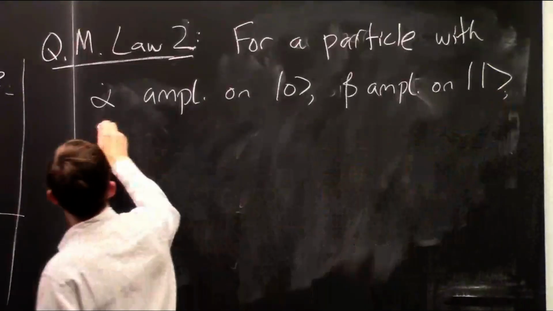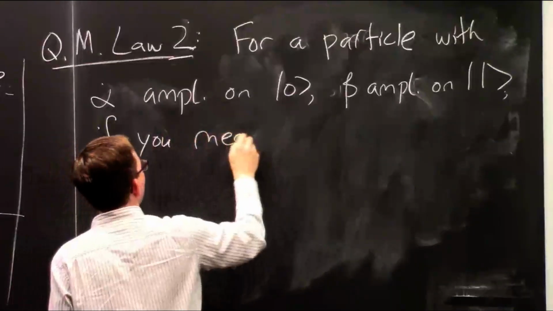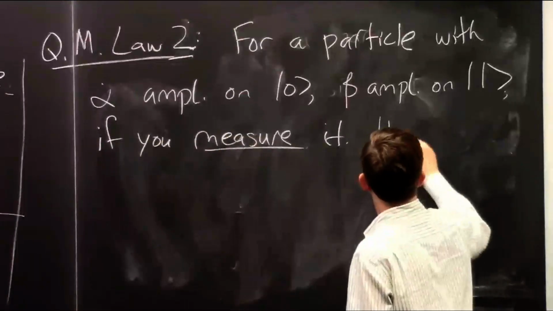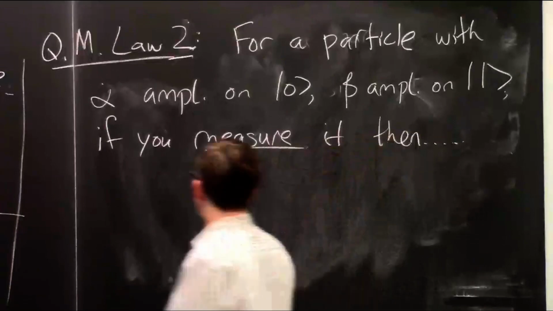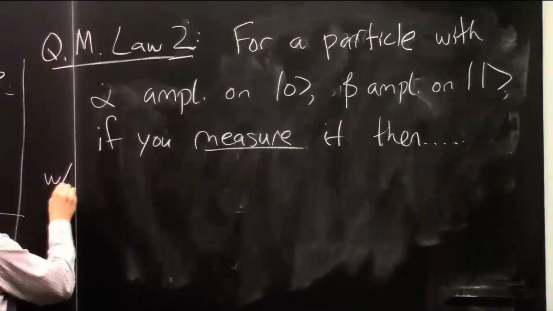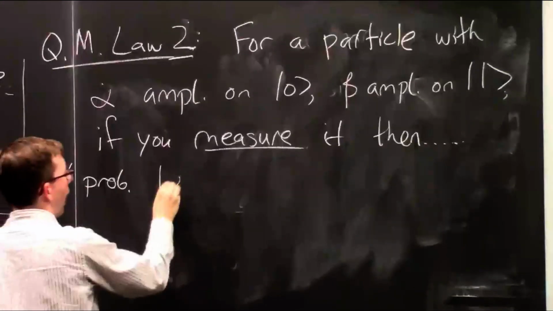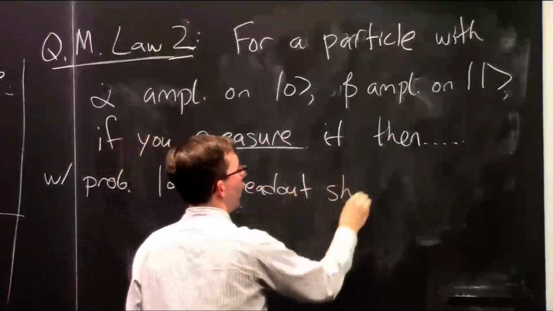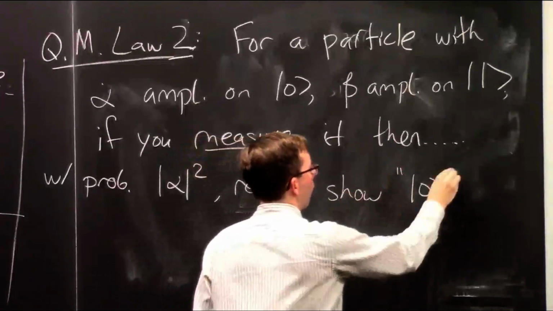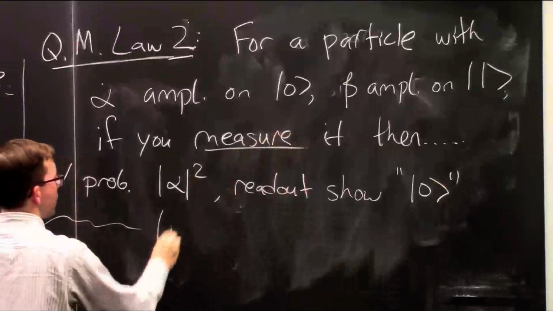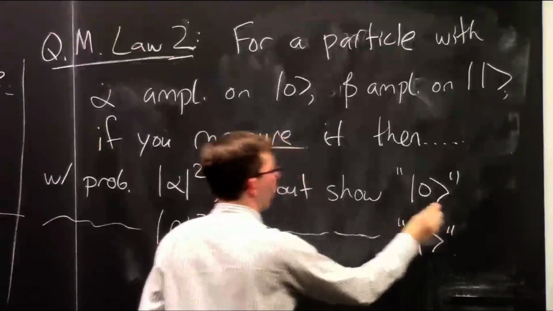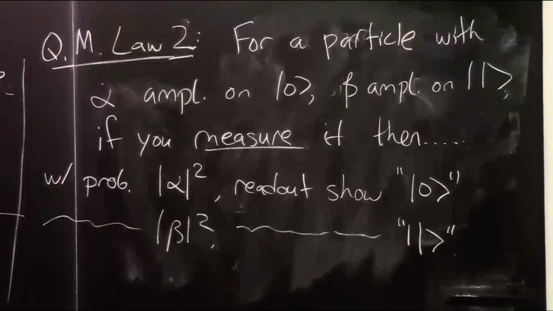If you measure it, then, well, here's the rule. With probability magnitude of alpha squared, the readout will show 0. And with probability magnitude of beta squared, the readout will show 1. Okay, if this is your polarization measuring device, 0 is code for horizontal and 1 is code for vertical.